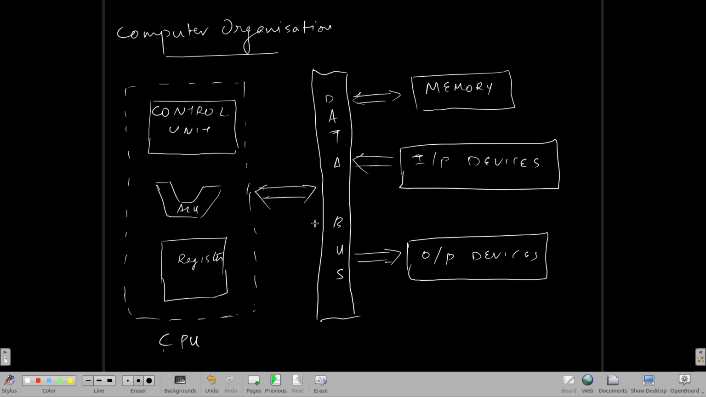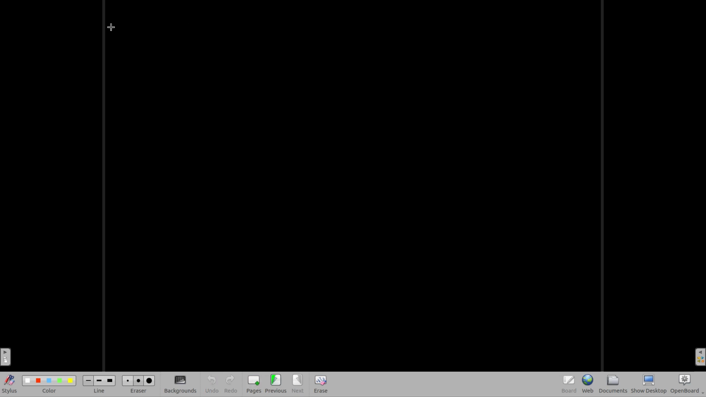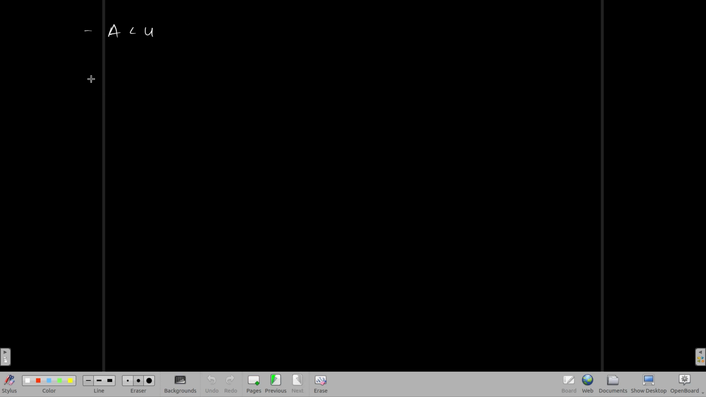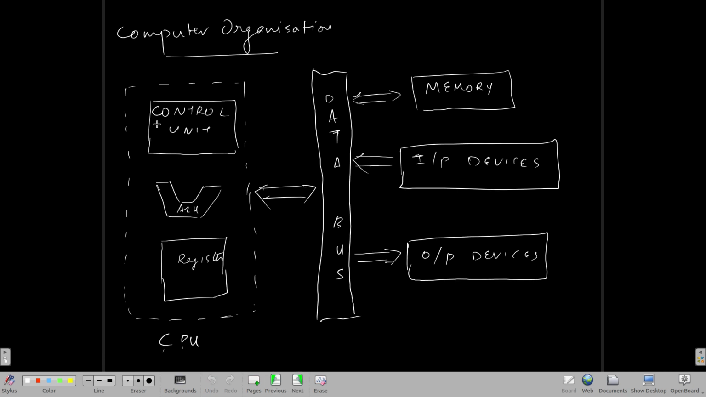We have the CPU, we have the memory, we have input devices, we have output devices. So what are the components of the CPU? We have the control unit, which controls everything. This control unit is the brain of the computer. We have the ALU, we just write down things to explain later. We have the registers. I don't think the control unit needs to be explained any further because it is self-explanatory.